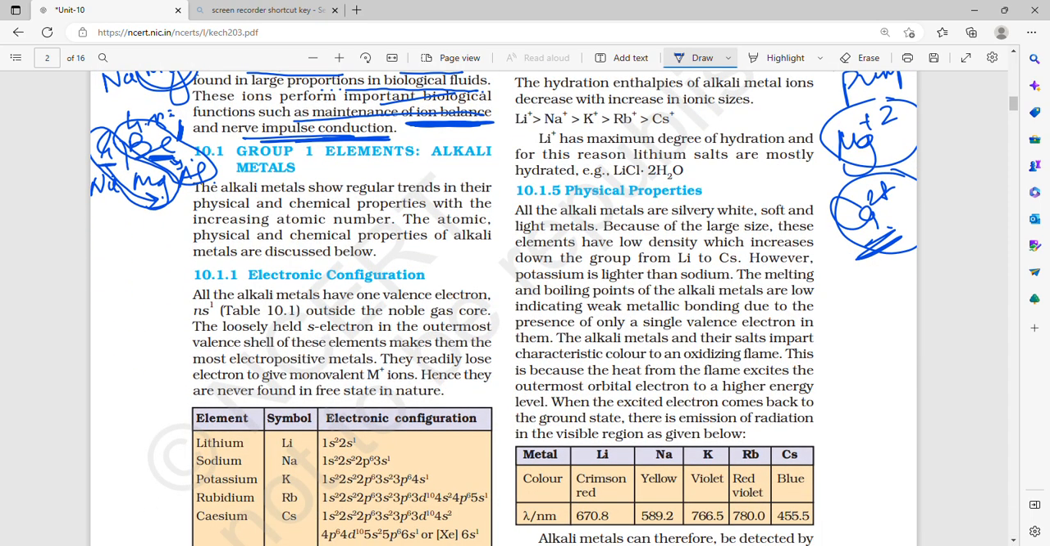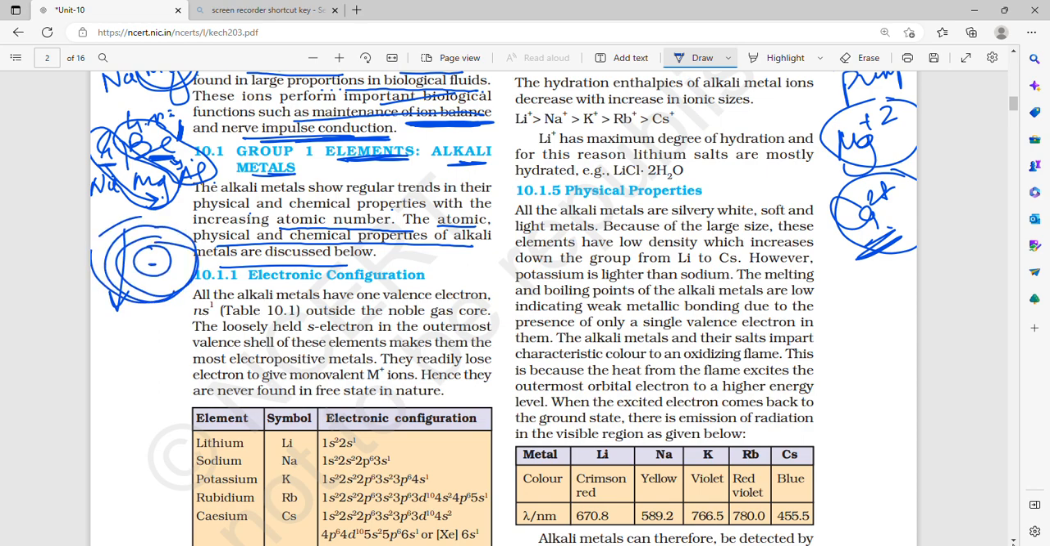Okay, so now we come to group 1 elements, that is alkali metals. The alkali metals show regular trends in their physical and chemical properties with the increasing atomic number. The atomic, physical and chemical properties of alkali metals are discussed below. As we go down the group, one extra shell gets added, so the radius keeps increasing.